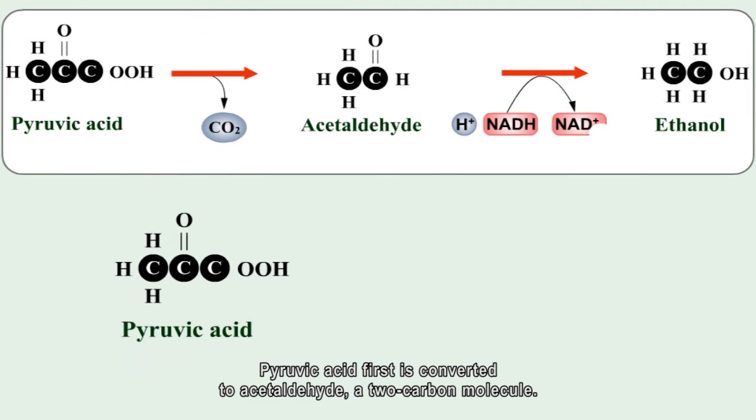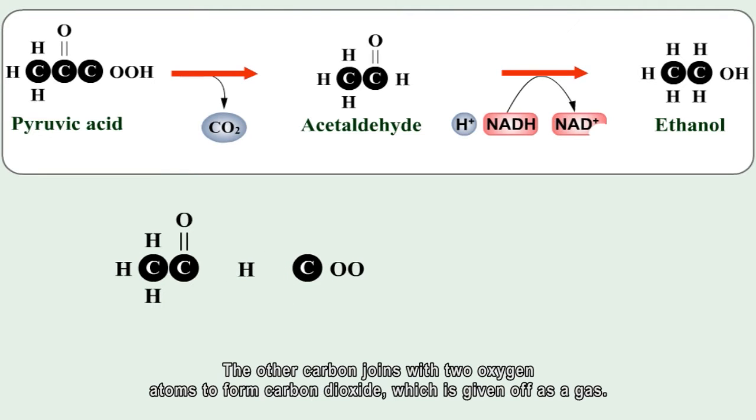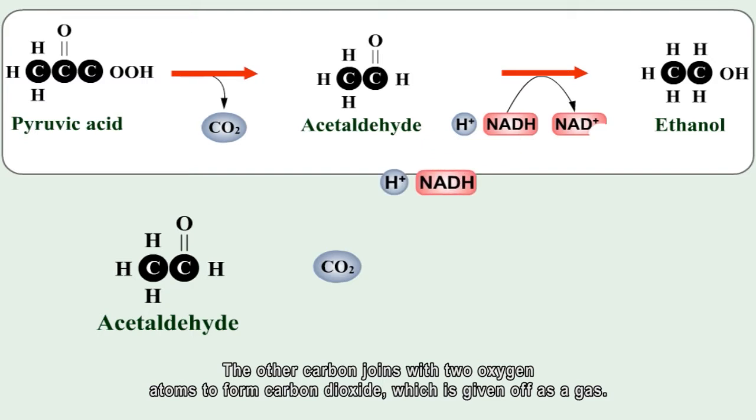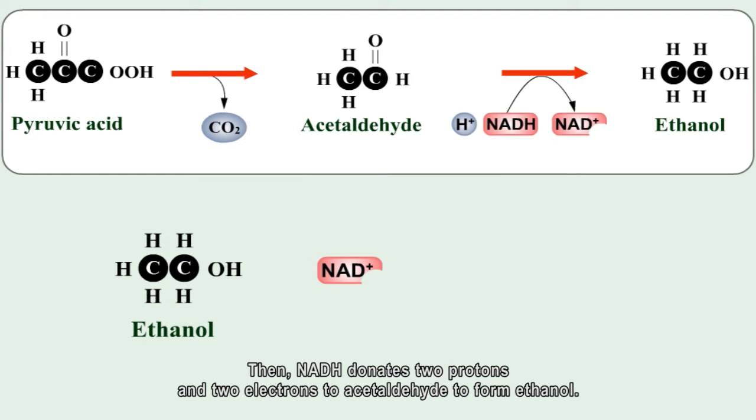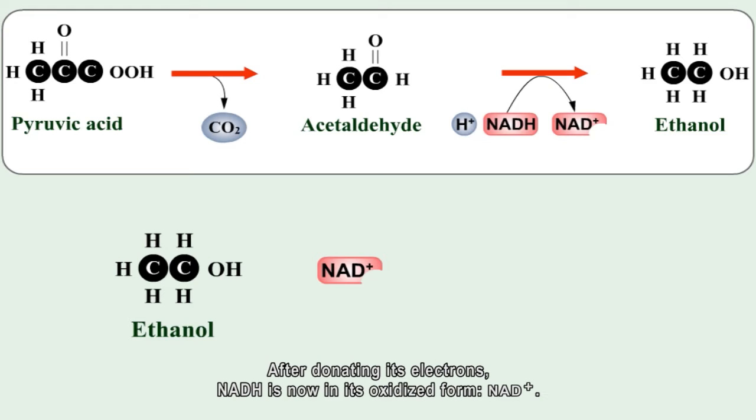Pyruvic acid first is converted to acetaldehyde, a 2-carbon molecule. The other carbon joins with 2 oxygen atoms to form carbon dioxide, which is given off as a gas. Then, NADH donates 2 protons and 2 electrons to acetaldehyde to form ethanol. After donating its electrons, NADH is now in its oxidized form, NAD. The NAD can now return to glycolysis to pick up more electrons.